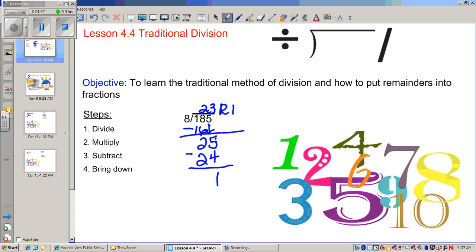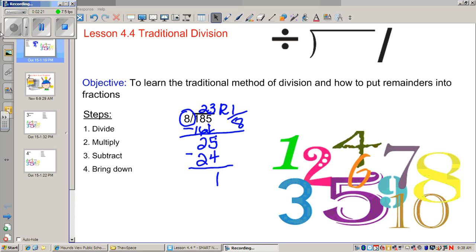of 1, or if I want to put that into a fraction, I can. I could put 1 over 8, okay? Because 8 here is what I used when I was doing my division, so it's 1 out of 8. So 23 with a remainder of 1, or 1/8. Hopefully that makes sense to you.